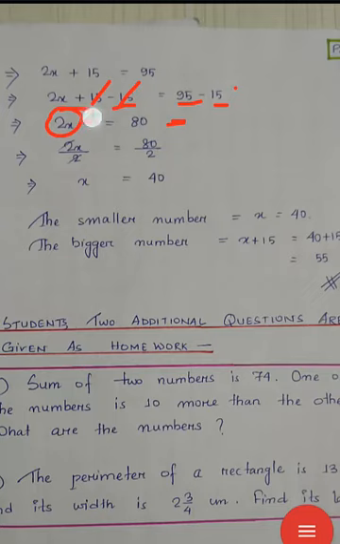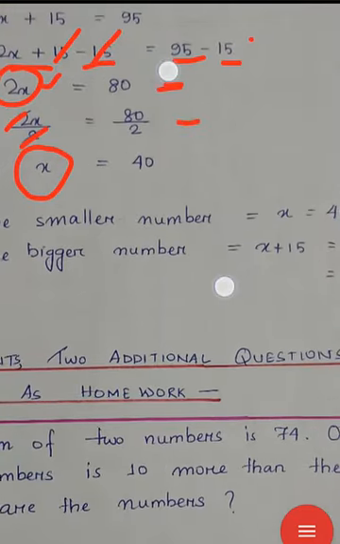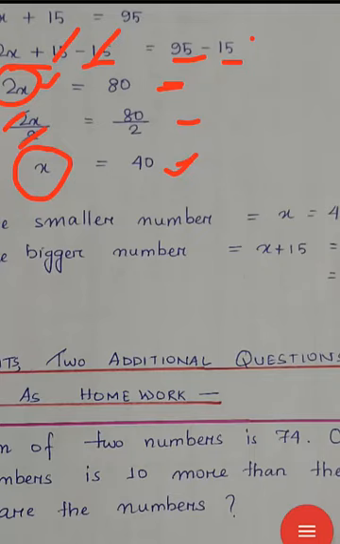Now for making x independent of 2, we have again to divide both the sides by 2. So these 2 will be getting cancelled, only x will be left, that is equal to 80 by 2, the result will be 40.